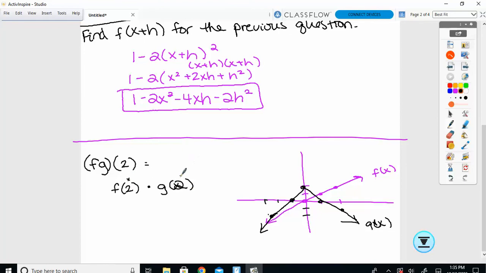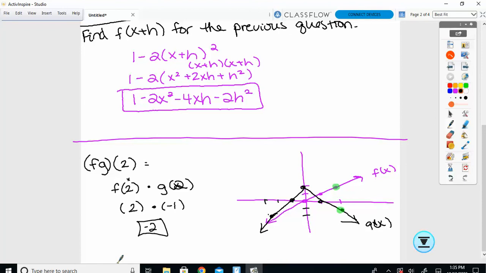So this is saying the x is 2 here. So when I go to my graph, when my x is 2, what's the y value of f? Times g of 2. So when my x is 2, what's the y value of g? And so we just get negative 2. So we did function operations from graphs sometimes as well. So that's okay?